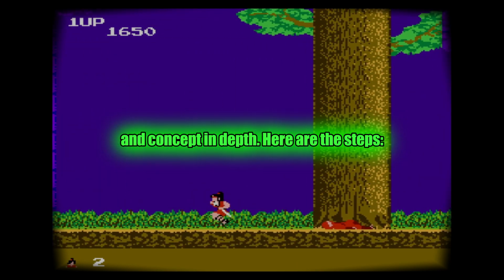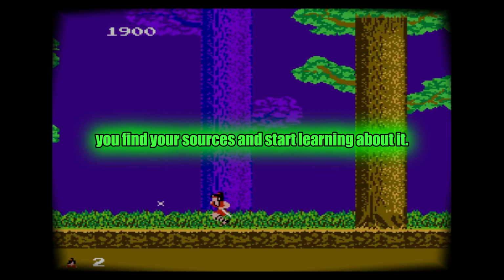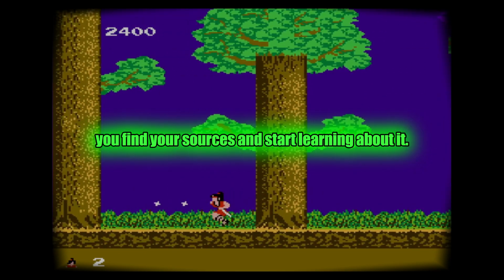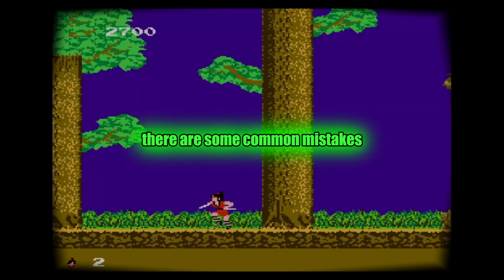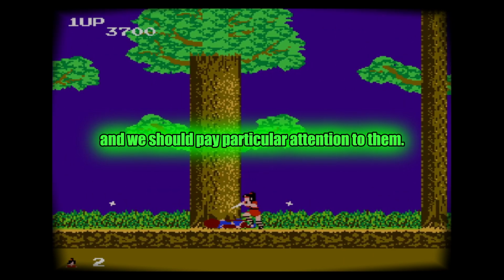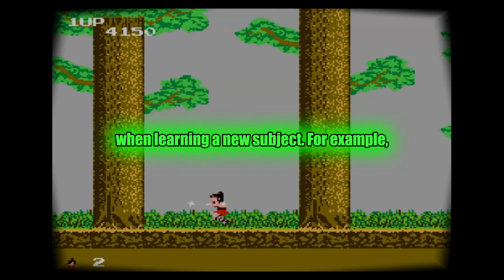Here are the steps. 1. Select a topic and gain knowledge. Once you have chosen the topic you want to learn about, you find your sources and start learning about it. While this first step may seem so mundane, there are some common mistakes, and we should pay particular attention to them. Many people distract themselves by multitasking when learning a new subject.